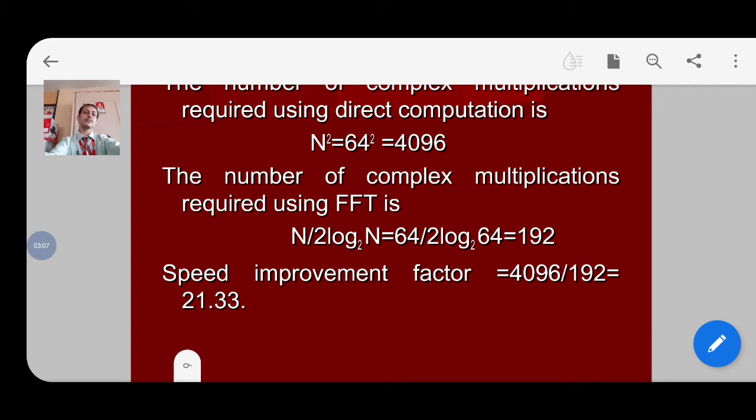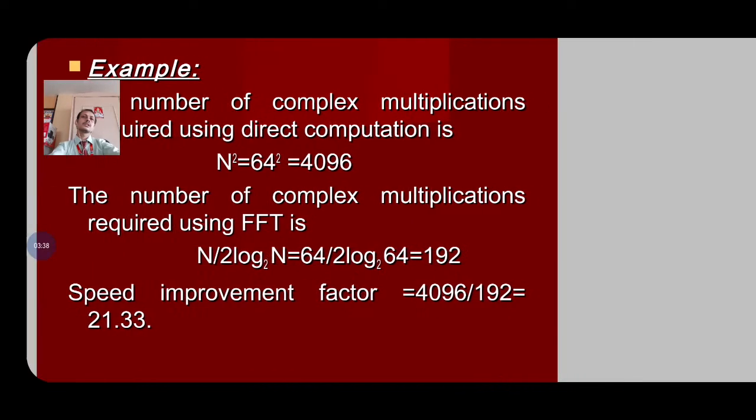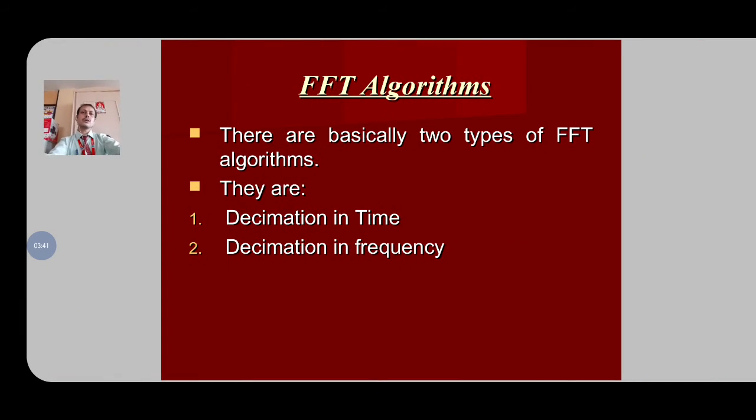In this formula, apply capital N equal to 64. We get 64 by 2 log 64 base 2, and the value becomes 192. The speed improvement factor will be N squared by N by 2 log N base 2. So 4096 by 192 is equal to 21.33. This is the speed improvement factor for capital N equal to 64.